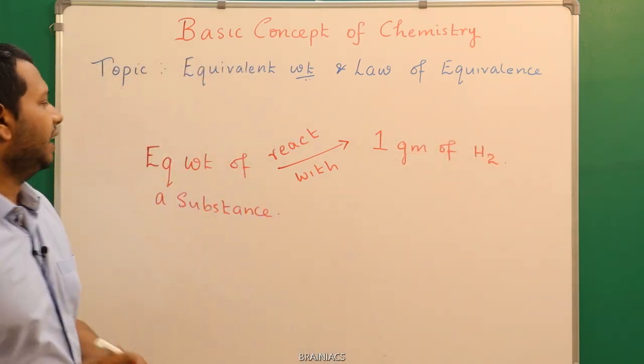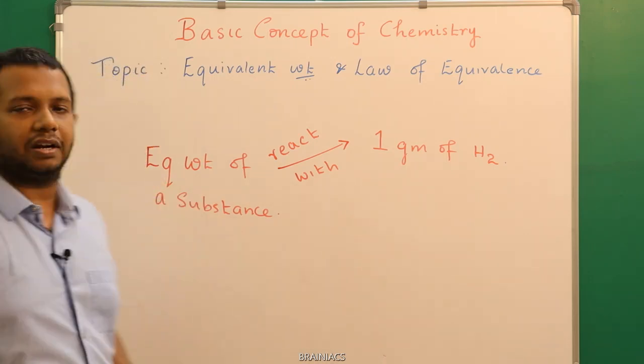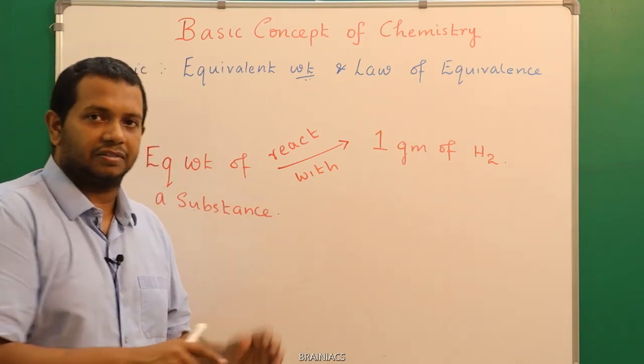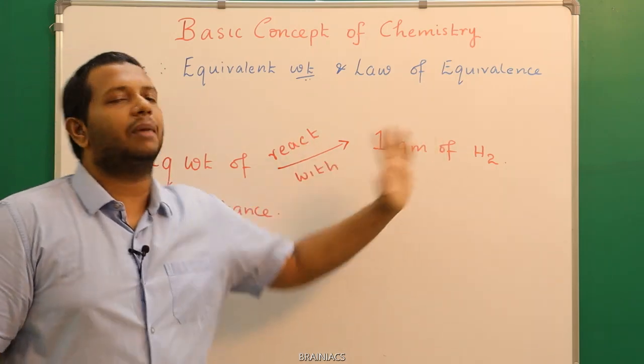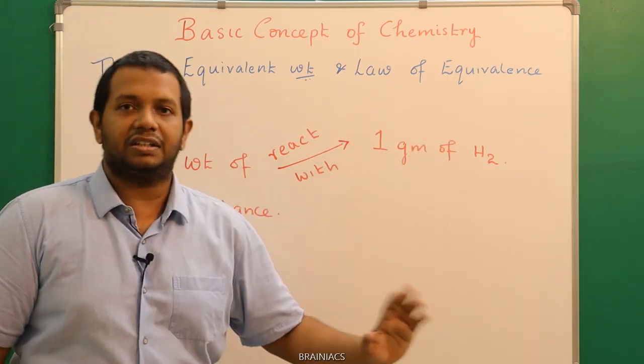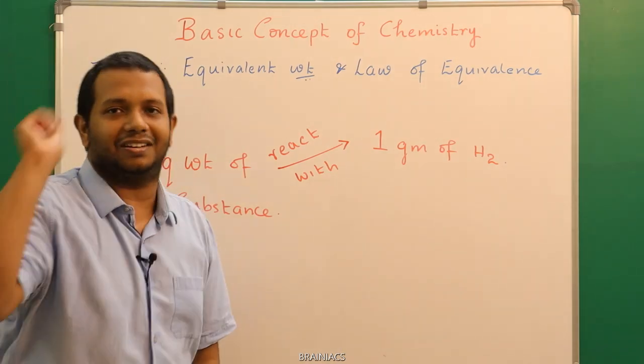Okay, so during a reaction, you have taken some mass, for example 10 gram of a substance, and during the reaction you have found out that this 10 gram of the substance completely reacted with 1 gram of hydrogen. If 10 gram needs 1 gram of hydrogen, we say this 10 gram as what? My equivalent weight of the substance.